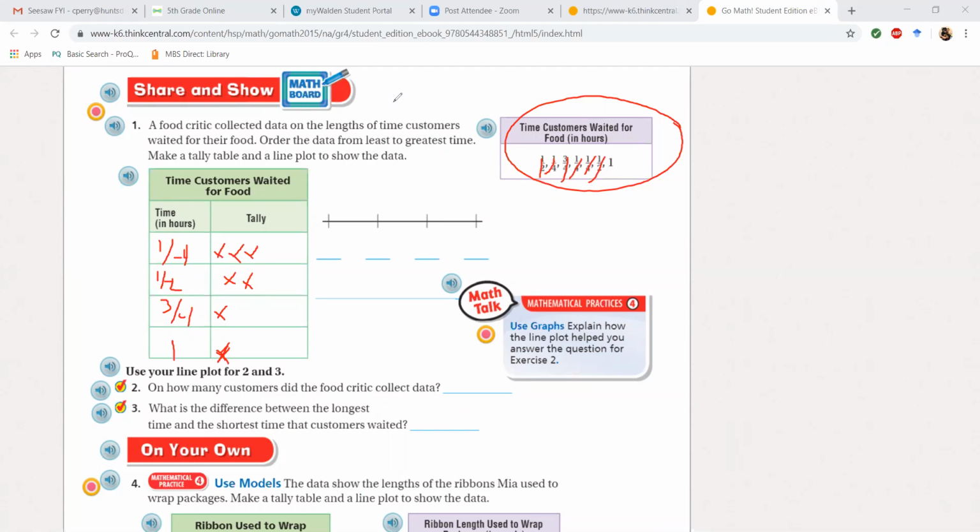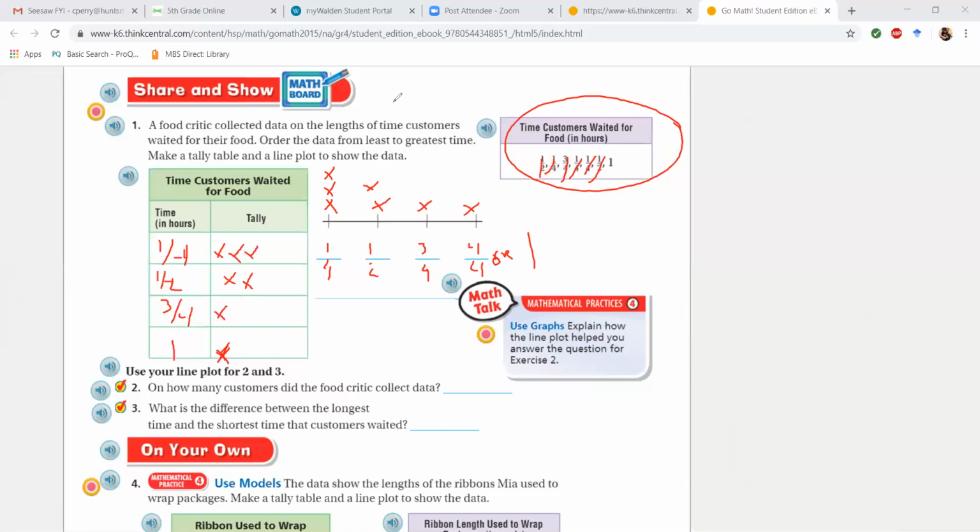Let's label these. We have 1/4, 1/2, 3/4, and then we can do 4/4 or a whole. Let's just do both. All right, so let's throw our X's up on our line plot. So we have 3 above the 1/4. We have 2 above the 1/2. 1 above the 3/4. And 1 above the 1/2 or 4/4.